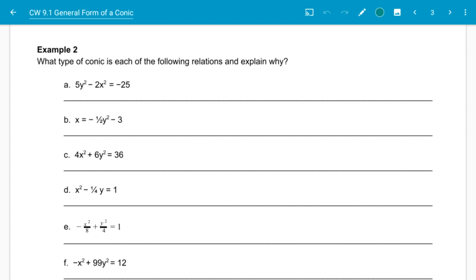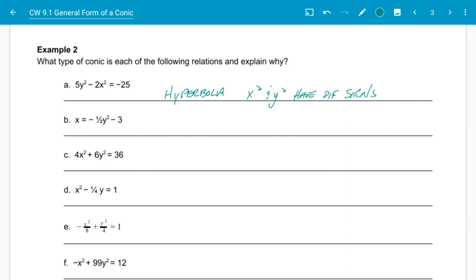And so when the coefficients on the x squared and y squared have different signs, that makes it a hyperbola, if I could spell this here. So this is a hyperbola, and it's because the x squared and y squared have different signs. That's the reason on that one. Let's take a look at B.